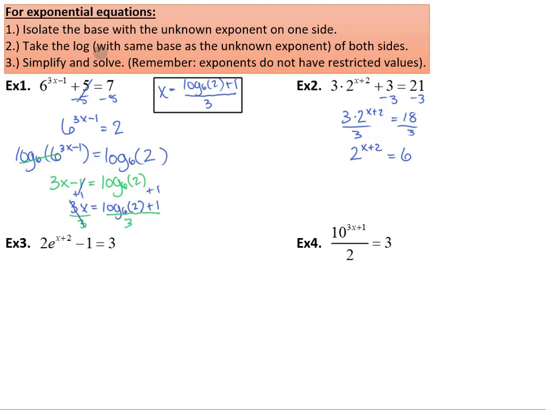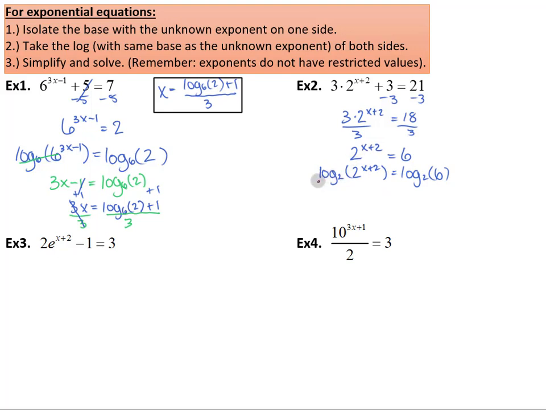Okay, so that was all part of step 1. Isolate the base with our unknown exponent. And now we can take the log of each side. Now remember to use the base that has our unknown exponent. So in this case, base 2. So we're going to take log base 2 of both sides of my equation. Remember, it's a property of equality, so you have to do it to both sides. So here we're going to go ahead and plug in 2 to the x plus 2. Here we'll plug in our 6.